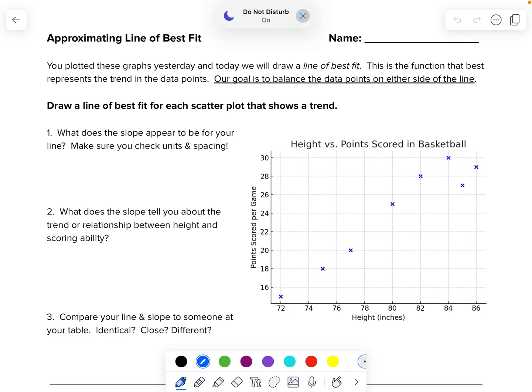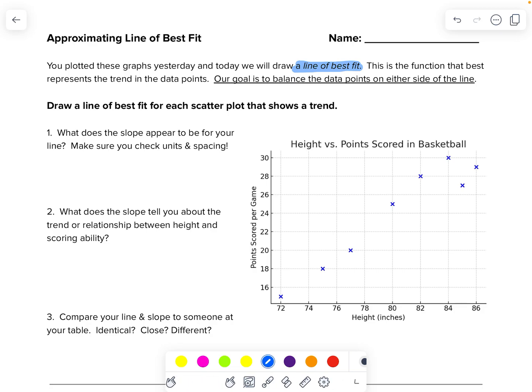All right, so yesterday we plotted the points for the different scenarios and looked at what we thought the relationship was, if it was a positive, negative, or no association between the two sets of data. So today we're going to draw a line of best fit. A line of best fit is the line or the function that best represents the trend. So we're trying to do that by balancing the data points on either side so that we don't have the line really skewed.